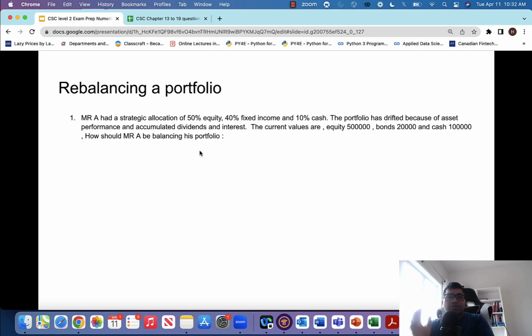So most investors will do a strategic allocation. Based on their risk-return dynamics and how much risk they can take, they will have an allocation that they set: 50, 40, 10 in this case. 50% stock, 40% bonds and 10% cash. Now, because of dividends and because of how these assets perform, the portfolio allocation is going to drift. It's going to change. Then you have to go back to the original allocation, right? So you have to rebalance the portfolio. Now, how to do that?